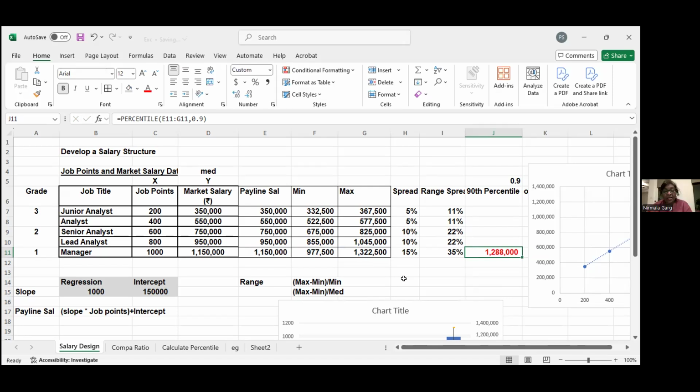Okay, guys, you will get a very interesting assignment to create a structure. But if you have difficulties, please reach out to me. But I want each one of you to do that. It is designing of a pay structure, a little more complex and intricate. Okay. All right.